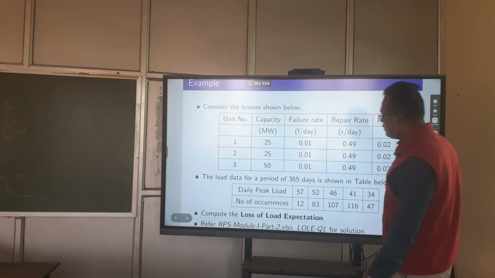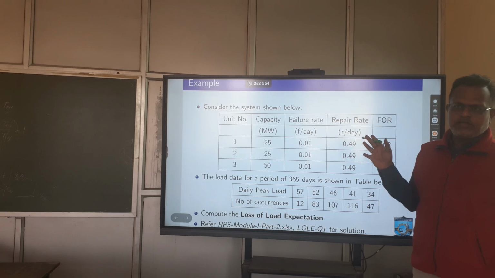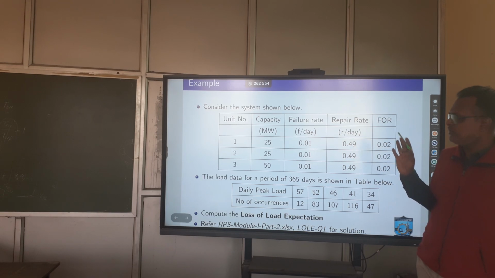This is the example we want to consider. This problem is a recurring problem which you will see in various models, including the distribution system here. So this is a typical system, the non-identical unit system. You have two 25 megawatt units and one 50 megawatt unit. So how to build the capacity outage table?